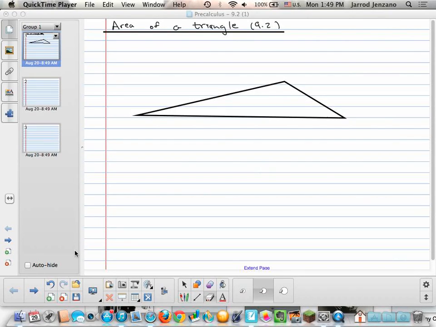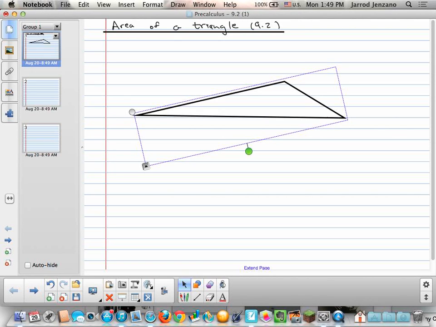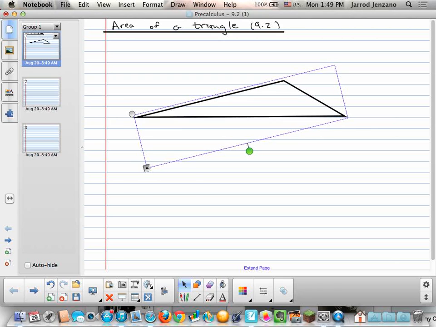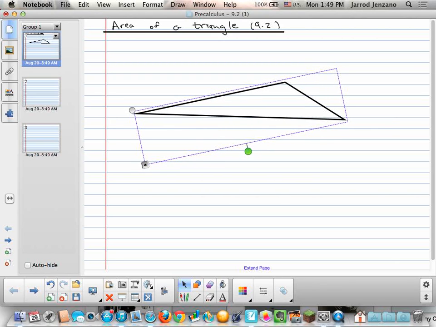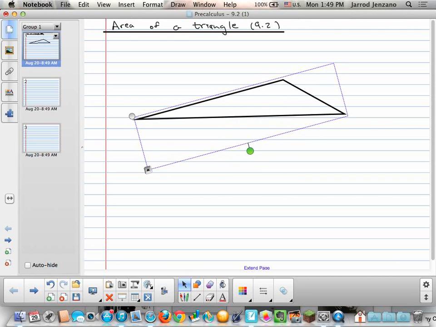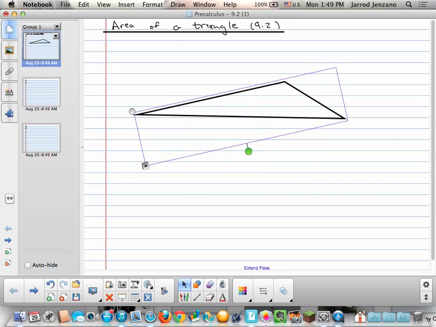Hi, this is a section on the area of a triangle, and this is a general triangle. It is every single triangle, not special triangles like isosceles or right triangles or anything like that. I'm trying to get this straight for you guys, but it doesn't really matter.